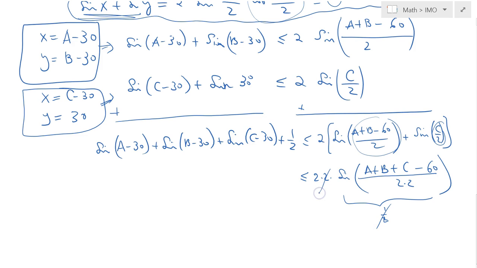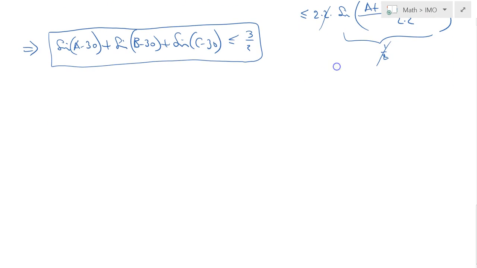The 1/2 and the 2 will cancel out, and then we can move this 1/2 to the other side. So let's write down carefully the final result: sine of a minus 30 plus sine of b minus 30 plus sine of c minus 30. We have a 1/2 here, we have a 2 on the other side, is less than or equal to 3/2.